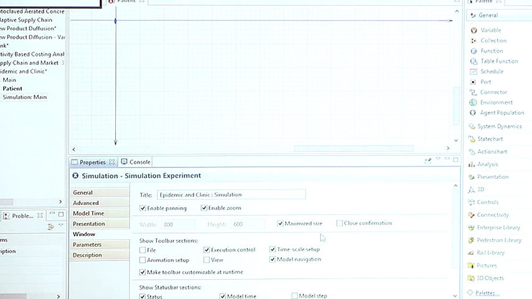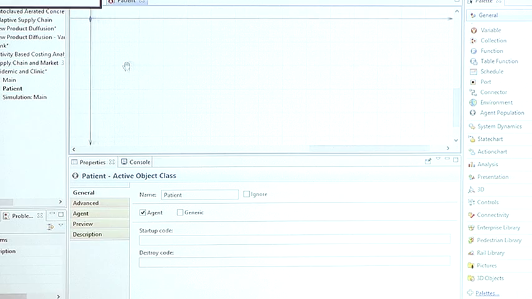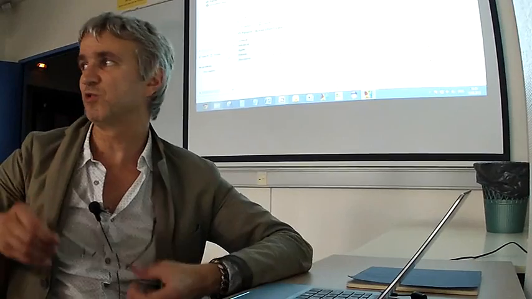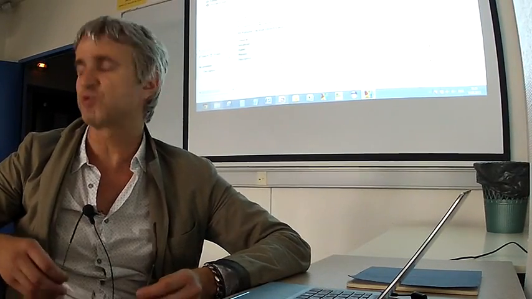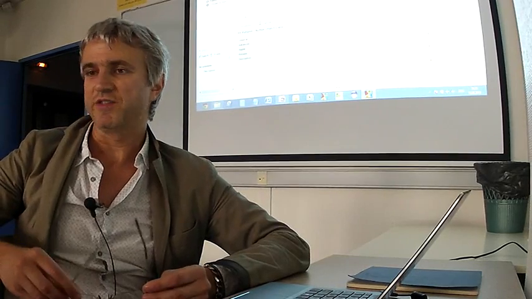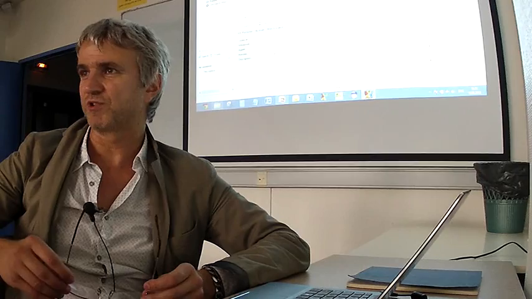To make sure I always have my window maximized, I'll click this maximize size for my experiment window: Simulation, window tab, maximize size. Okay, so let's start defining the behavior of a patient. This is the first time I will use state charts. State charts come from the software computer science area. They are an extremely useful formalism for defining agent behaviors. State chart tab in the AnyLogic palette.